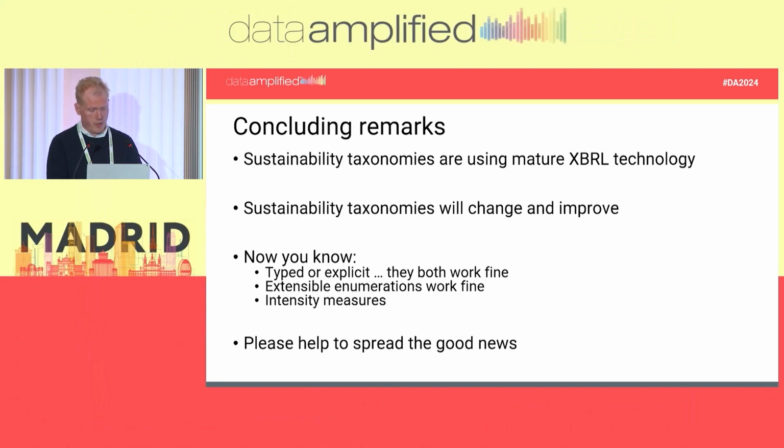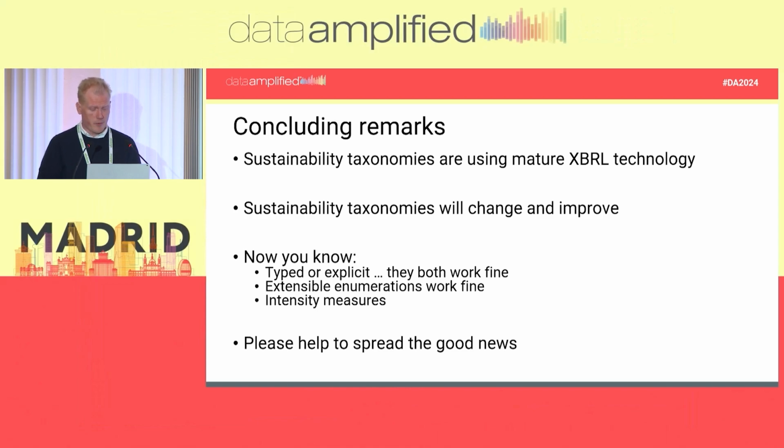Sustainability reporting taxonomies are using mature XBRL technology. They are very polished and usable compared to the early versions of other taxonomies, particularly the financial taxonomies. And one of the good reasons for that is they're benefiting from all the existing best practice, guidance, and taxonomy software out there already.